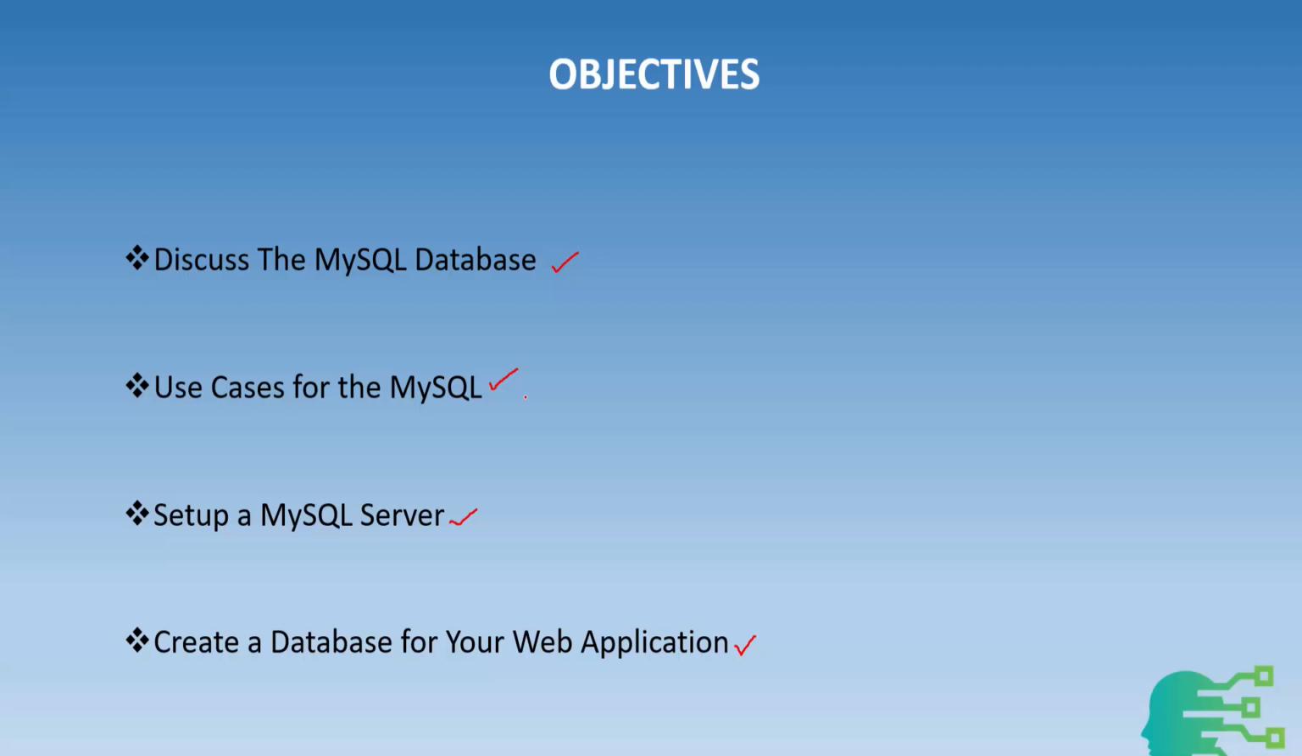For more details on how to set up a PHP and MySQL environment, I'll leave the link in the description. Next thing, we're going to talk about how to set up the MySQL server. I've discussed that. We already have a software called XAMPP. It comes with both PHP and MySQL, but I'm focusing on the MySQL database. Then we're going to create a database for our web application. All right, so let's get down to the practical.